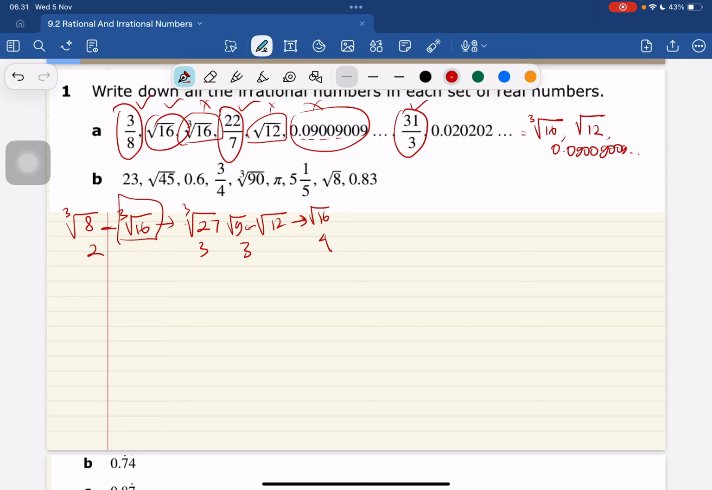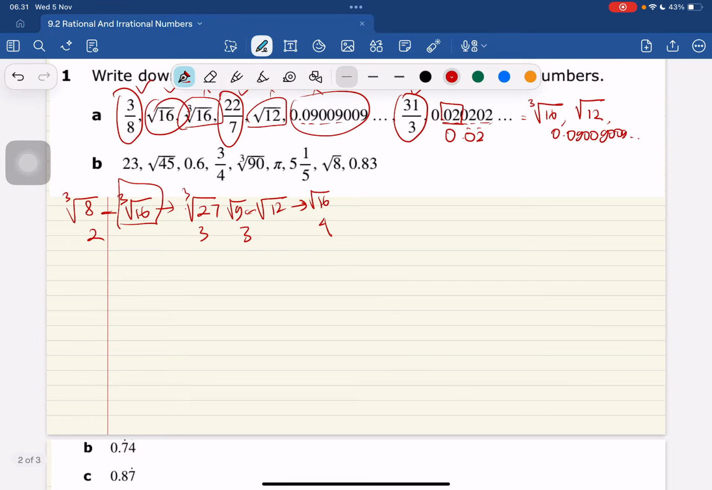0.09009009. For here, look at there, we've got 02, 02, 02 is repeating. So we can write it as 0.02 with a dot up. Next, we've got 23 is absolutely rational, 0.6 rational, 3/4 are rational, here are rational, here are rational.